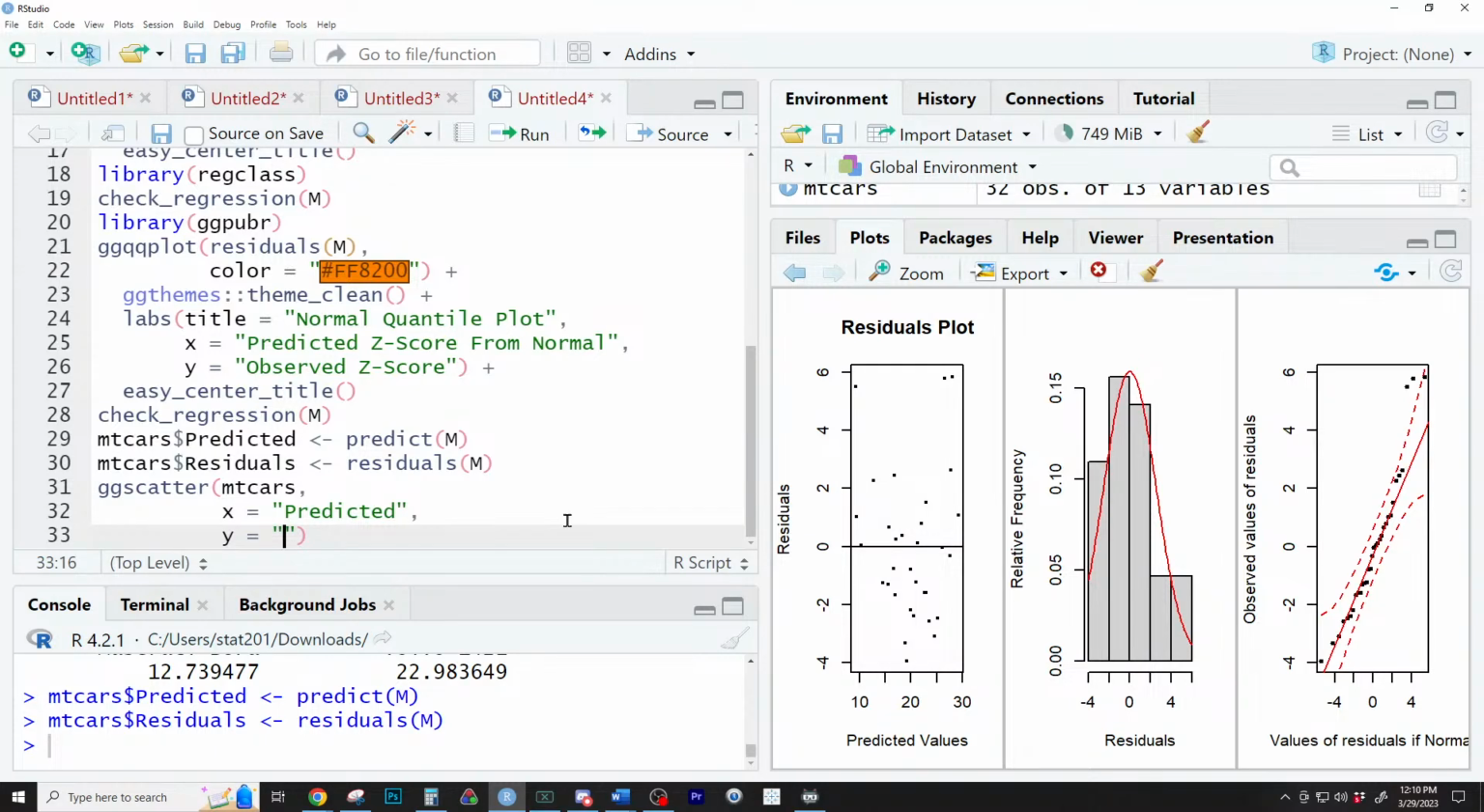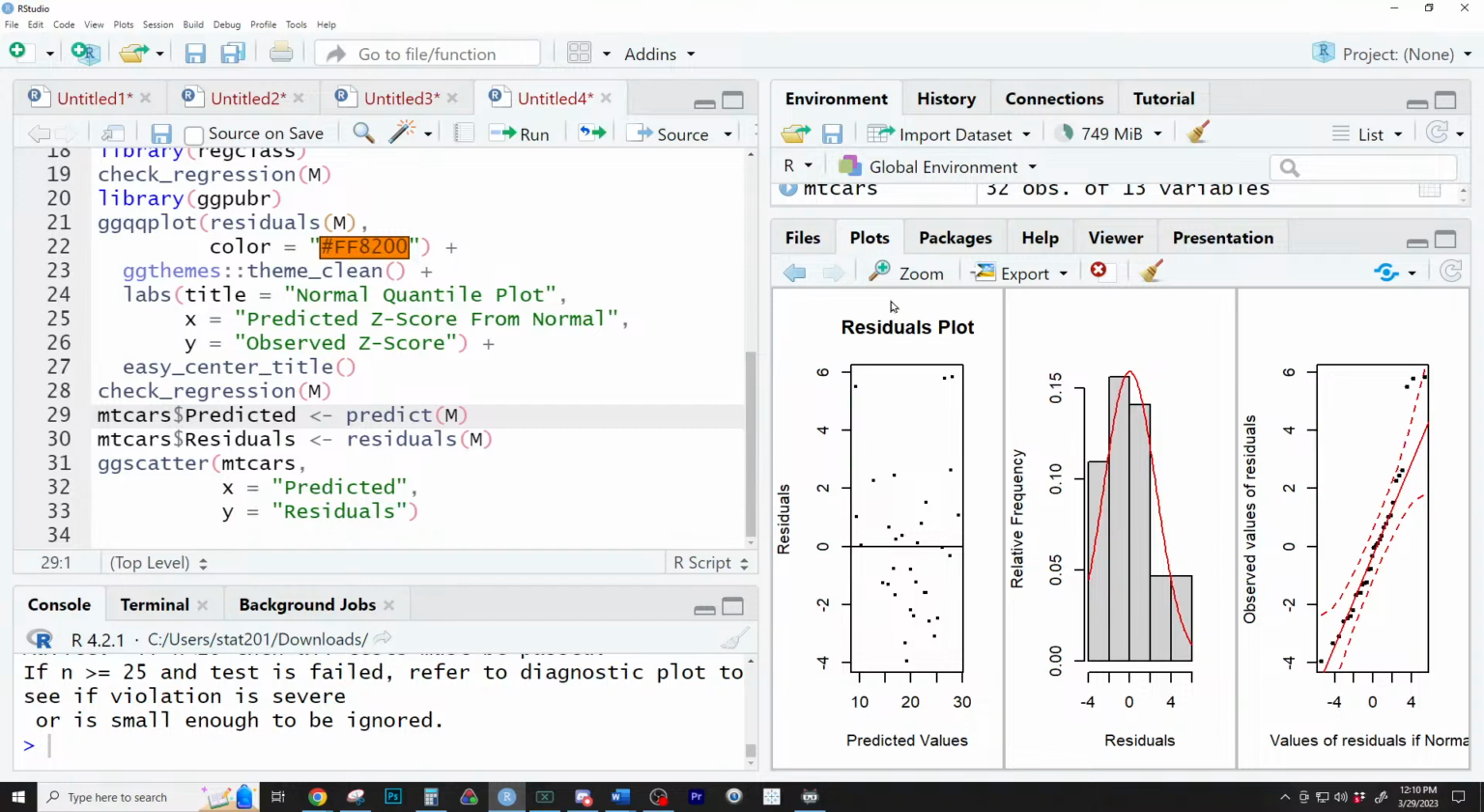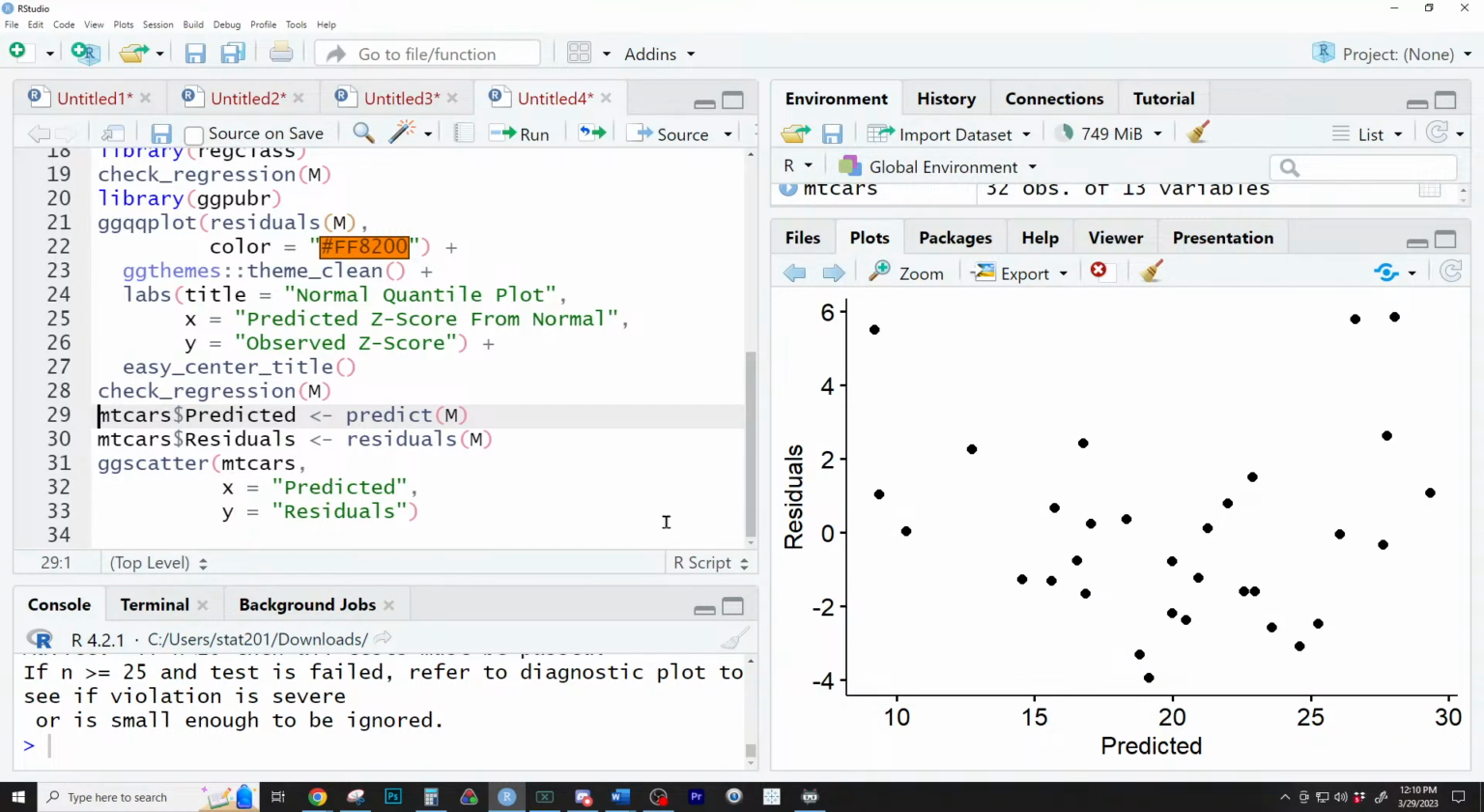And this will be the residuals. And that should do it. There we go. So now, if you notice, we actually have made the first plot right here. This is the plot, but we're missing the line in the middle of it.